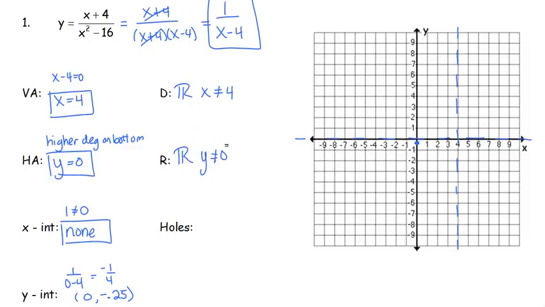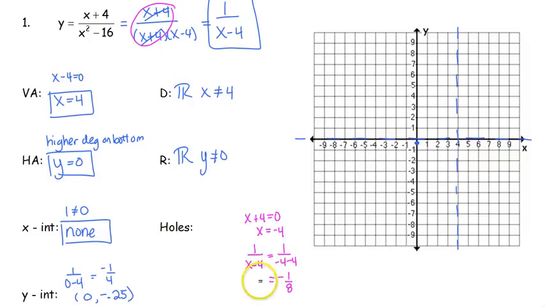Now we're going to look at those holes. The holes are going to occur where we had our pieces canceling out in the original function. So since we had x plus 4 cancel on top and bottom, we set that equal to 0. So x plus 4, whatever pieces cancel out, it could be one piece, it could be more than one piece, we get x is equal to negative 4. We're going to take that x equals negative 4 and plug it into that 1 over x minus 4. So we've got 1 over negative 4 minus 4, which is a negative 1/8.